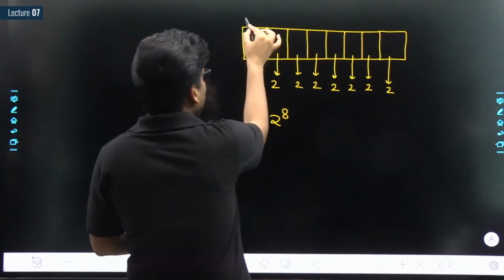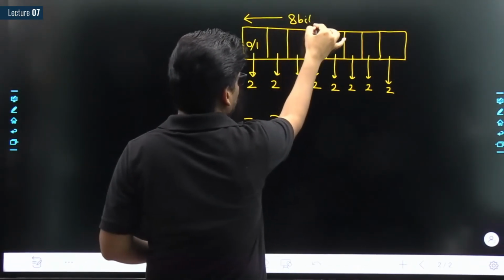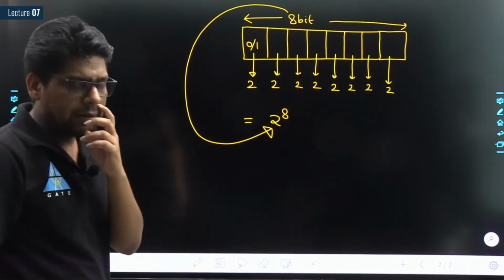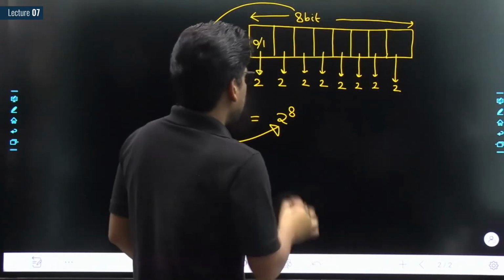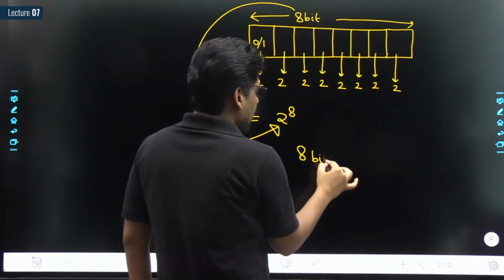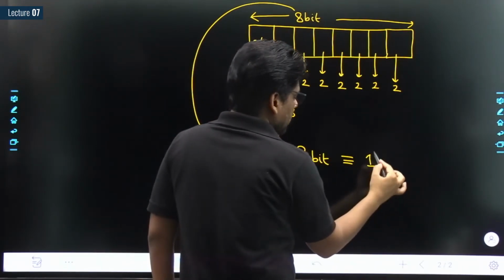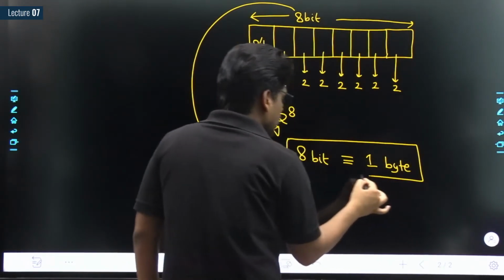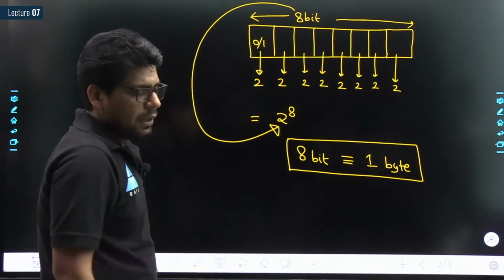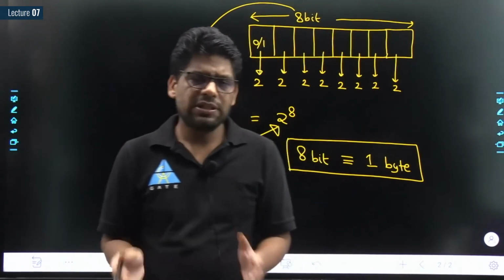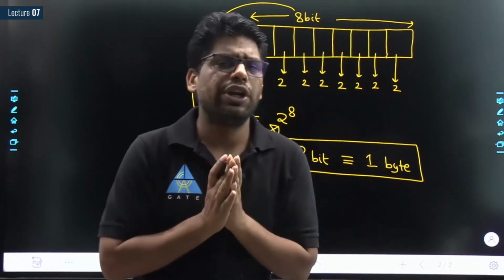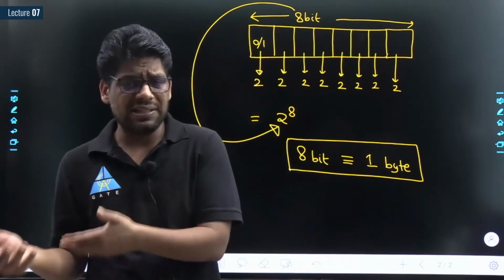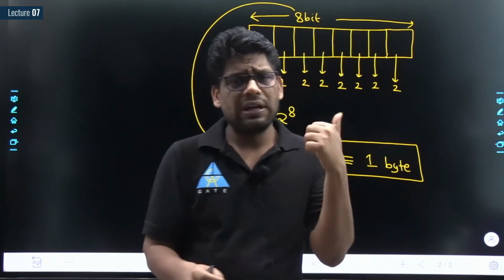So if we have 8 bits, what are the total possible values that can be formed? Sir, 2 to the power 8. Now try to understand. Sir, 8 bits in a computer is also called 1 byte. I hope bits and bytes are clear to each and everyone who is watching this video. Bit is the same as digit. In the decimal number system, we used to call it a digit. In the binary number system, 1 digit is called a bit.